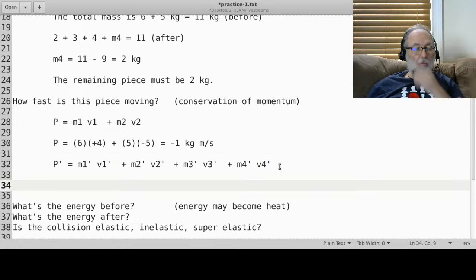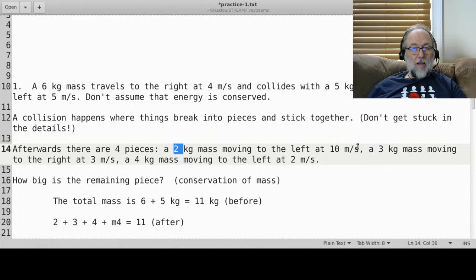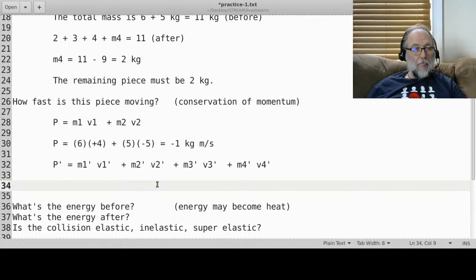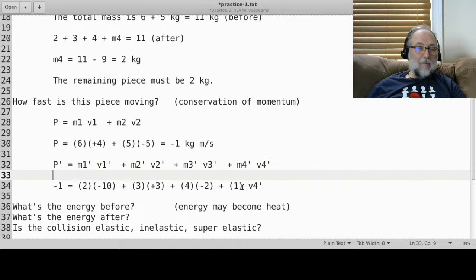Okay, and so now we just substitute in, and we know that the pieces are a 2 kilogram traveling to the left at 10, a 3 kilogram traveling to the right at 3, a 4 kilogram traveling to the left at 2. Okay, and so let's put that in there, and then finally we have m4. That has to be the 2 kilogram multiplied by that velocity there. Okay, and here's that. Except that I made a mistake when I did this, so let me just change that to a 2.